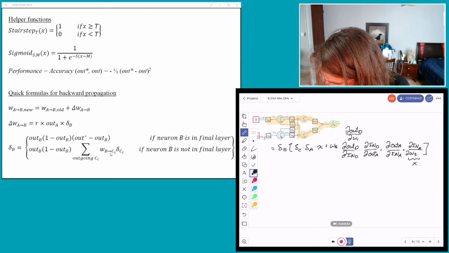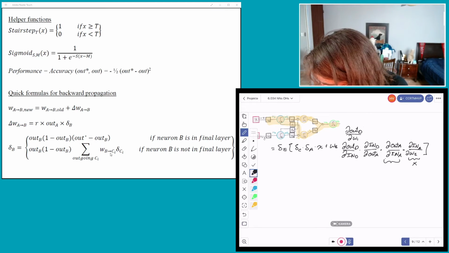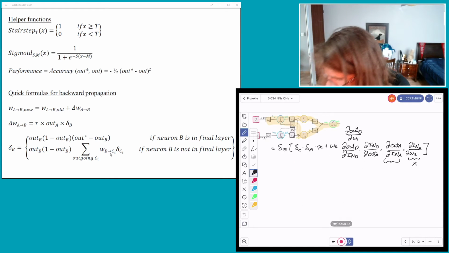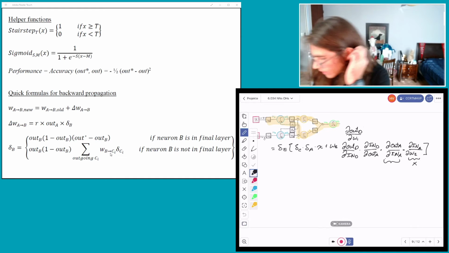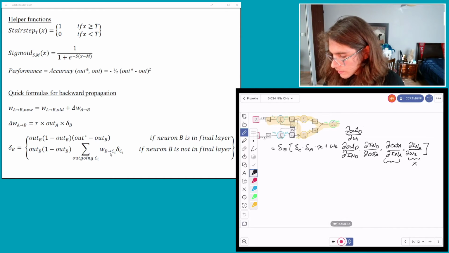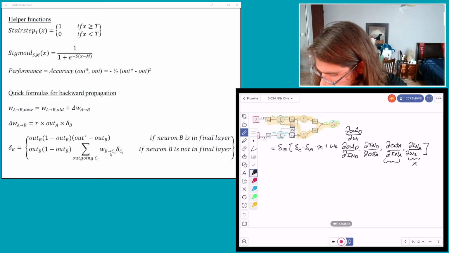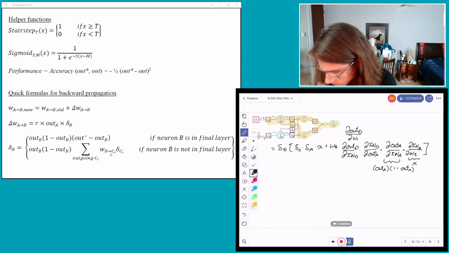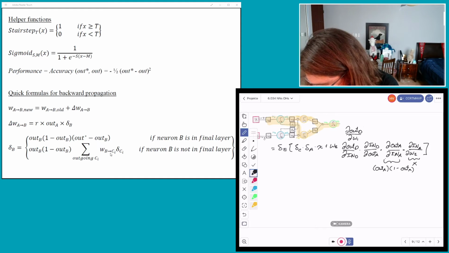Let's see. Did I drop a term accidentally? No, then I'm going to get out A in A, or out A with respect to in A. This is going to be, again, the derivative of the sigmoid function. This out A, in D with respect to out A. This is W4.